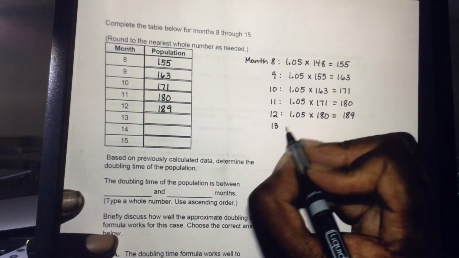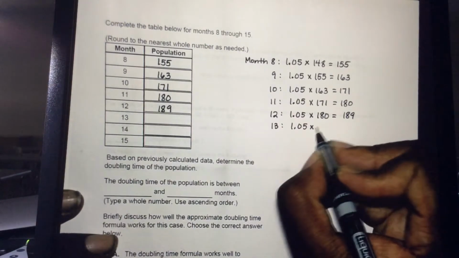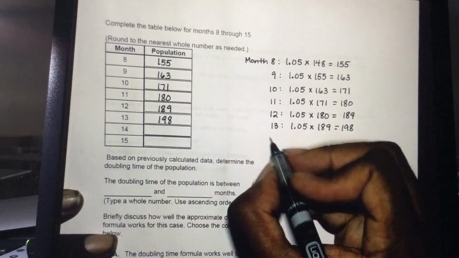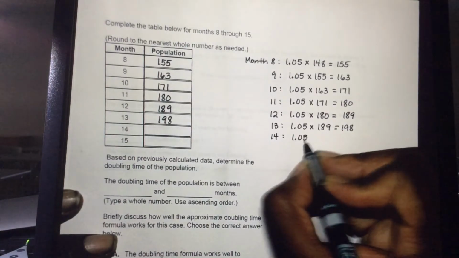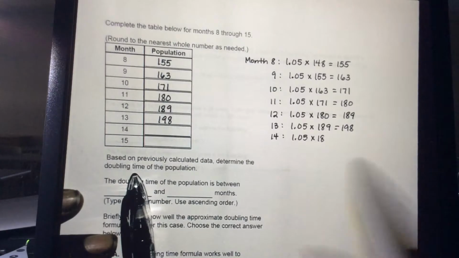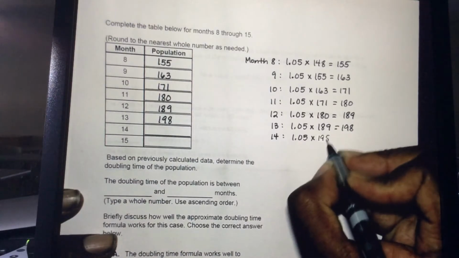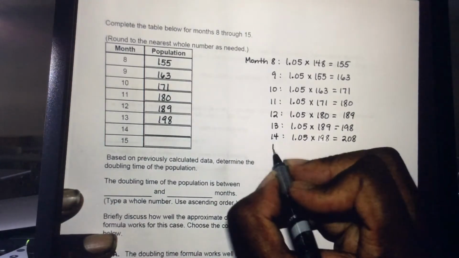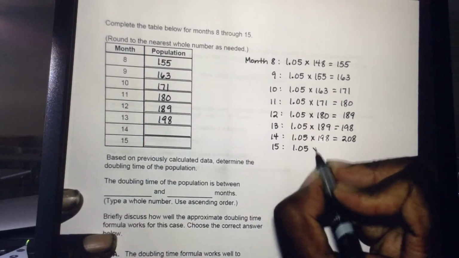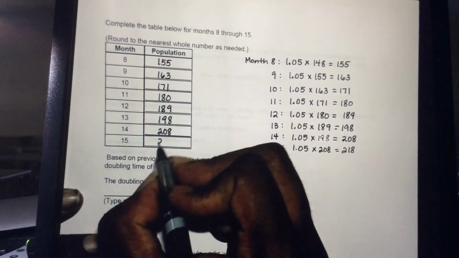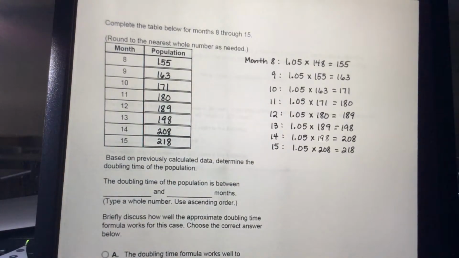And then month 13, that'll be 1.05 times 189. I'll get 198 to the nearest whole number. Then month 14 will be 1.05 times 198. That's the previous number. This will be 208. And then 1.05 times 208 will get 218. So here our table is complete. Now I'm doing this quick because of time.